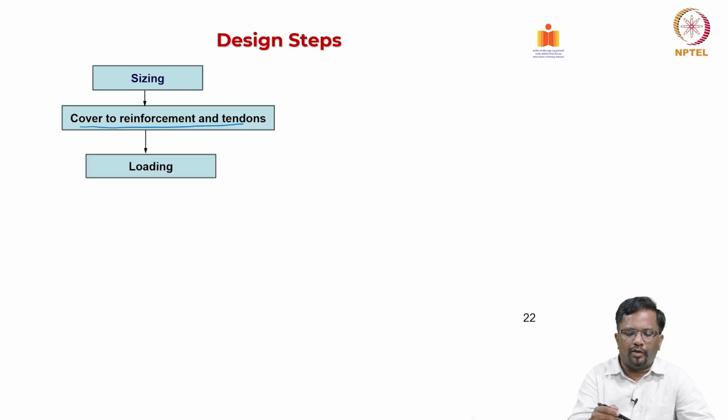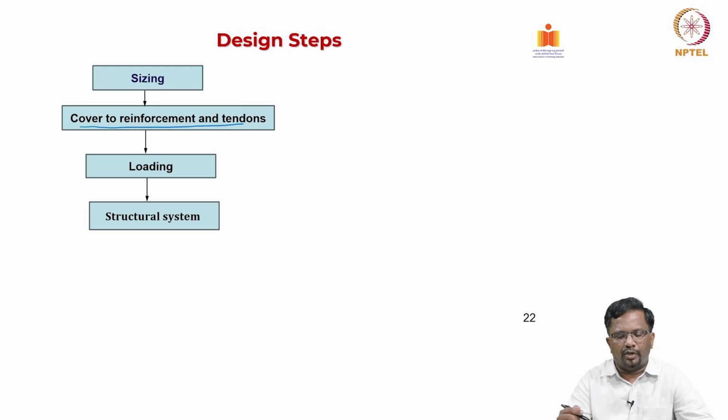So, then you will have loadings, you have to take care of the loadings, then you need to choose a particular structural system. Again, the structural system, what I mean is, for a particular slab panel, whether you can convert a two-way slab system into a one-way slab system, right. If you can do that, finally at the end of the day you have to look at multiple options and then take a call, right.